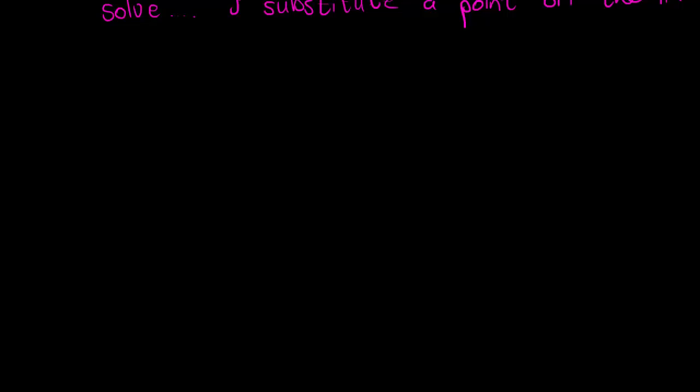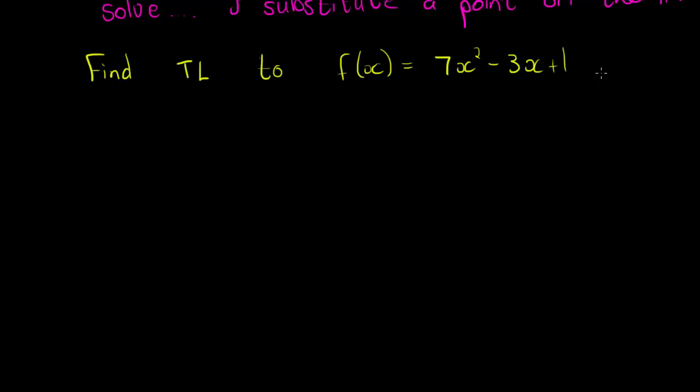Okay, let me do one quick example to show you. I'm thinking up one: find the tangent line to f(x) equal to 7x squared minus 3x plus 1 when x is equal to, let's say, -2. Okay, let's find the tangent line to f(x) when x is equal to -2.